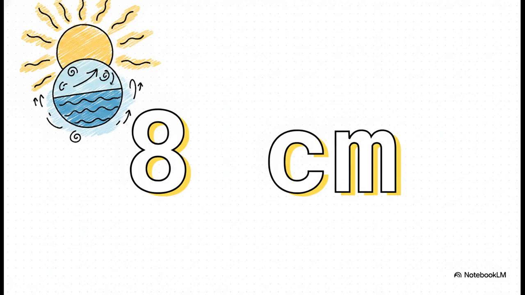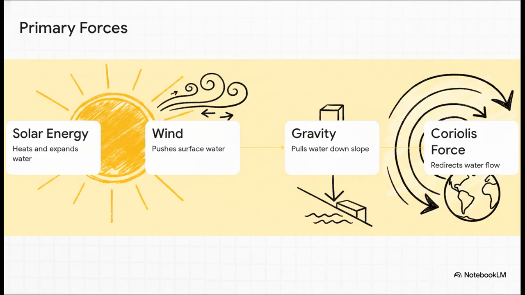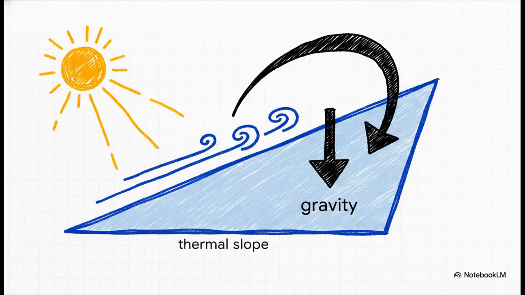Wild, right? But that solar energy is really just the first piece of the puzzle. The ocean's engine is actually driven by 4 primary forces that get all this water moving. We've got the heating from solar energy, the push of the wind, the steady pull of gravity, and finally, the rotation of the Earth, which is known as the Coriolis force. Let's see how these 4 forces actually interact, because it's pretty brilliant.